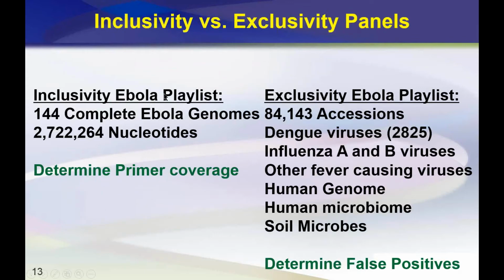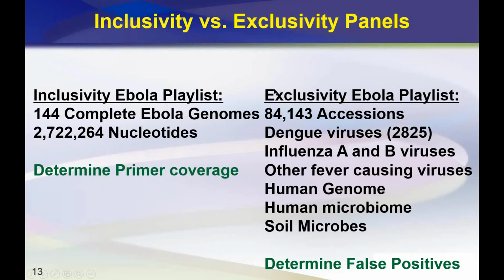So, for example, if you made an inclusivity Ebola playlist with all 144 known complete Ebola genomes, that's all the ones that are in GenBank, that's about 2.7 million nucleotides worth of genomic sequence. We can determine how many of these 144 genomes are hit by a particular set of primers. So we can determine the coverage, how many of the genomes our primers actually will amplify.